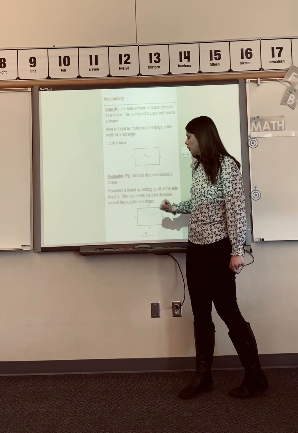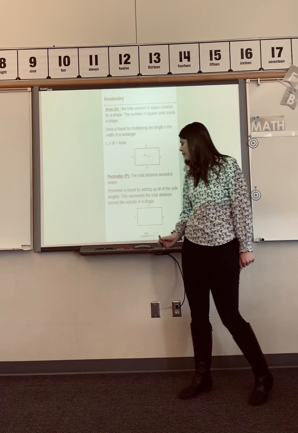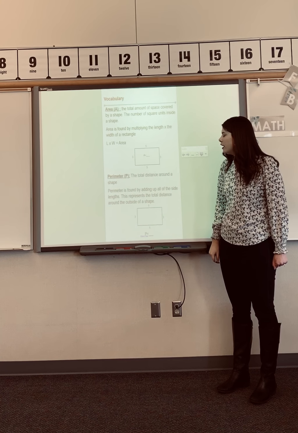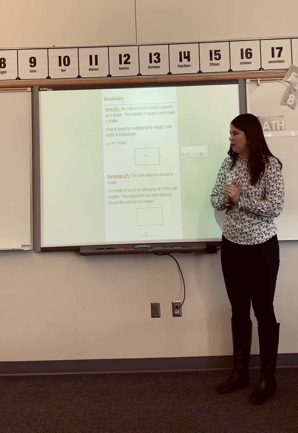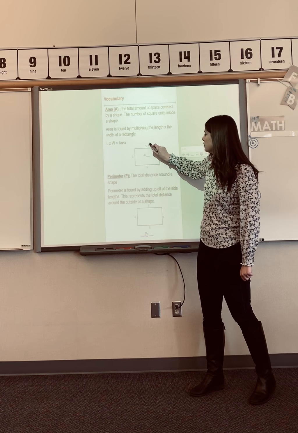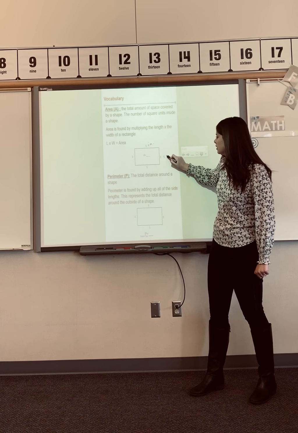Length times width equals area. So let's find the area of this rectangle together. I know they don't have units, let's add some. Let's say 5 inches and 3 inches.